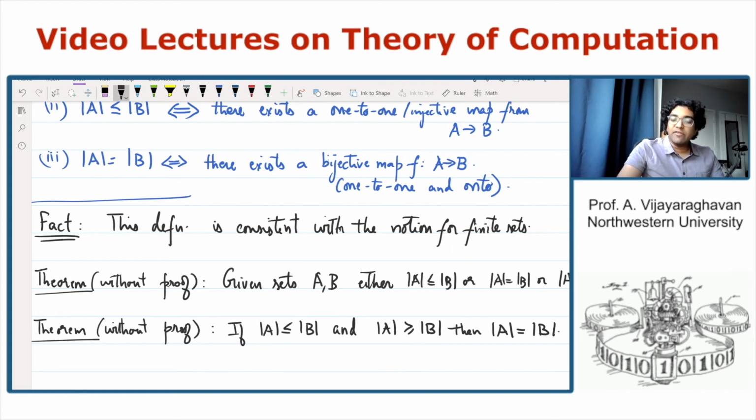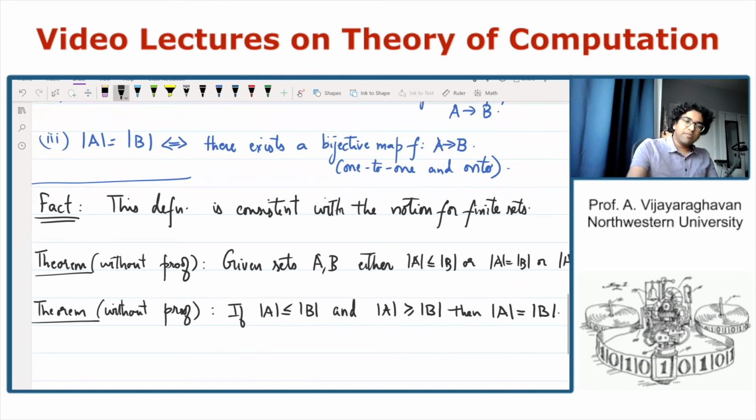if the cardinality of A is less than or equal to the cardinality of B, it just means that there exists a map which is injective or one-to-one. And similarly, if the cardinality of A is greater than or equal to the cardinality of B, then there exists a map which is surjective. But these two maps need not have been the same. But really, this theorem is saying that there will actually be one map which is both injective and surjective. And so it's bijective.